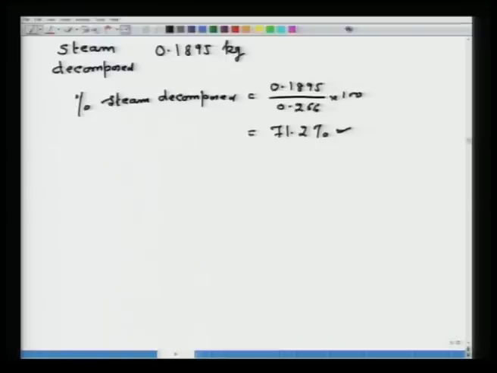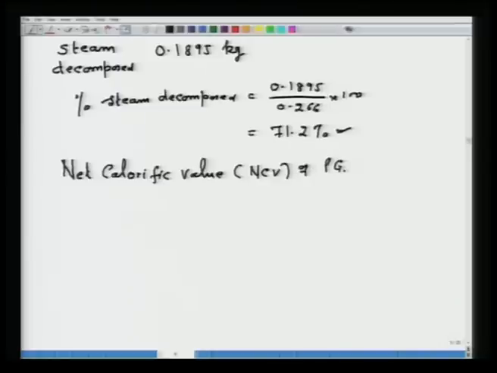Now, having done the material balance, we are in a position to do the heat balance. For that, we have to calculate the various values. First of all, we have to calculate the net calorific value. In short, I am writing NCV of producer gas. The procedure of calculation I had already given in my previous lecture. The various heat of formation values are also available. So, straight away the NCV of producer gas I can calculate.